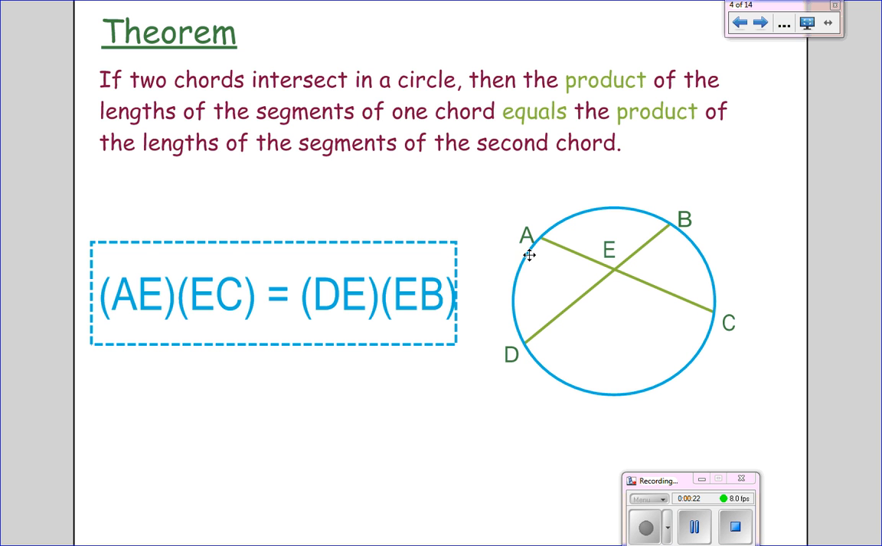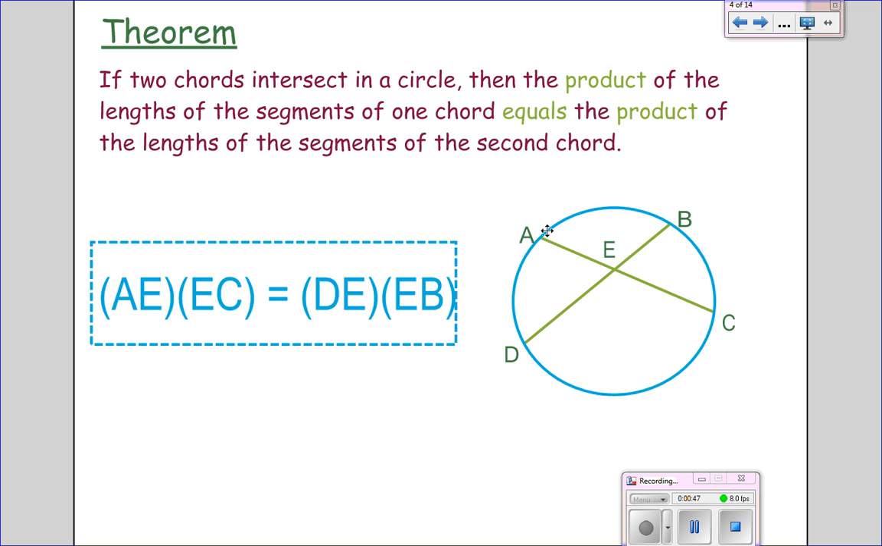In other words, if you just have two chords inside a circle, AE times EC will equal DE times EB. So you take one part of the chord, multiply it by the other part, set it equal to one part of the chord times the other part. Now, this does not mean that the chords are congruent to each other. It just means that the product of their parts are equal to each other.